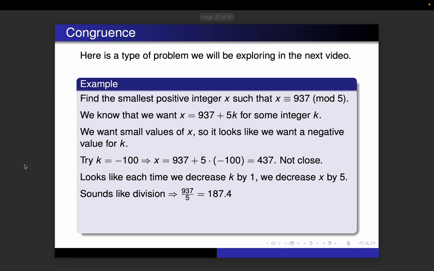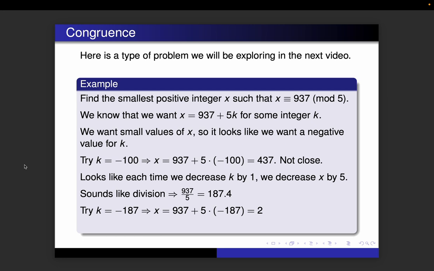So maybe we can use division to help us find a good value for k. So if we take 937 divided by 5, we get 187.4. That's obviously not an integer, but if we just ignore that 0.4, and make it a negative number, because we need it to be negative, it makes sense to try k equal negative 187. Let's see what happens there. So we get 937 plus 5 times negative 187, and we get 2.